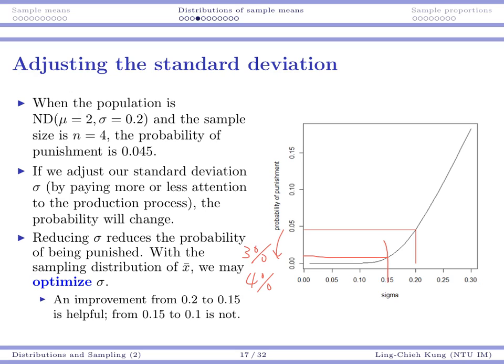It's very small. And what's most important is that we can quantify the benefits and costs only if we know the distribution of our sample mean. If we do not know the distribution of our sample mean, we just cannot calculate these punishment rates, and then we cannot decide whether we want to further improve our production line or not. So the sample mean and the sampling distribution are really important in this decision-making situation.